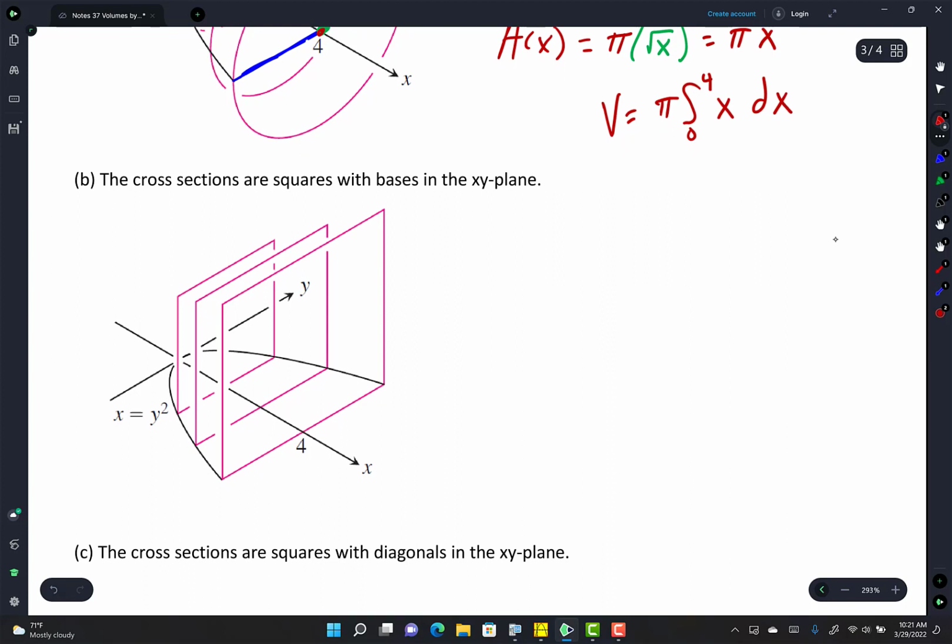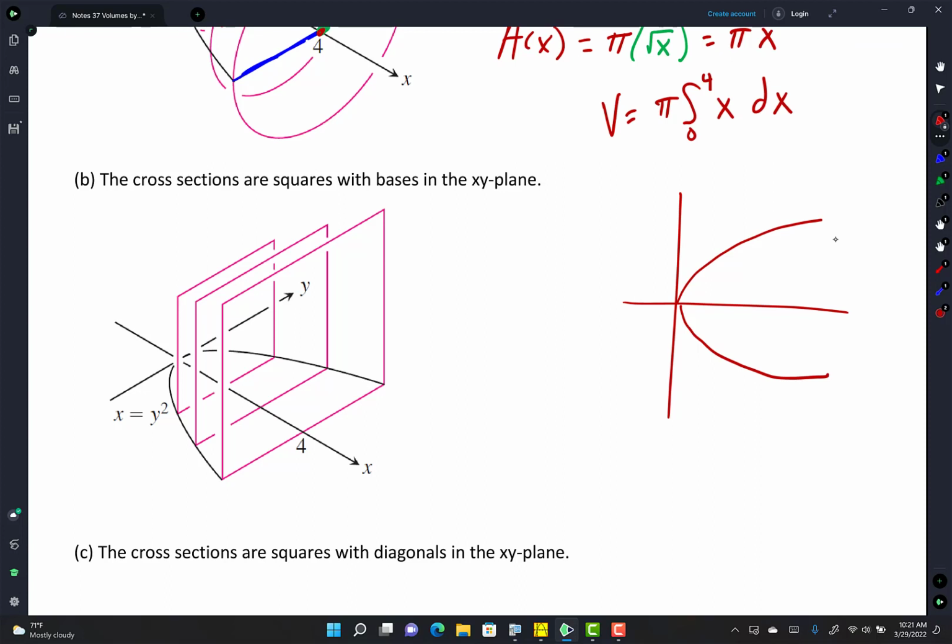Same curve. Let me go ahead and draw the 2D model. I have the same curve. y equals square root of x, y equals negative square root of x. But these cross sections are what? Squares. So that's all I want, is my cross section. So let me show you with color. There's a good one too if you have colored pencils, guys. From the x-axis to the top of that curve, that is this distance. From the x-axis to the bottom of that curve, that is this distance.